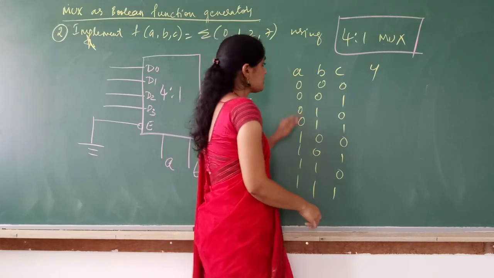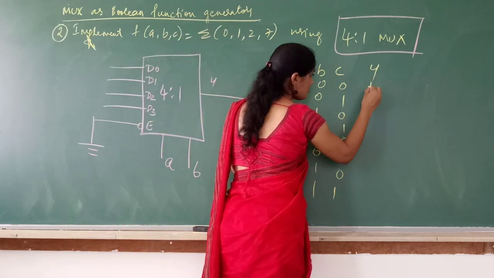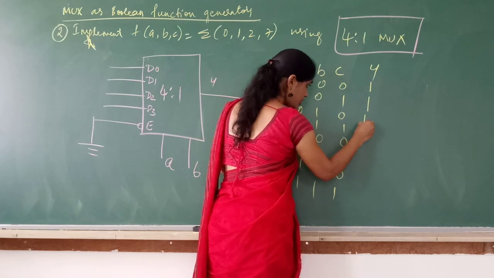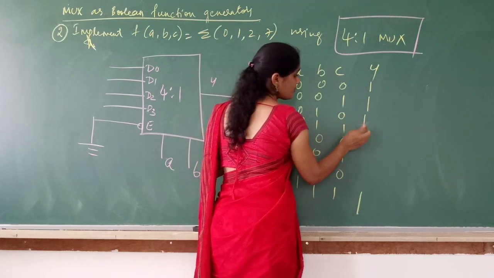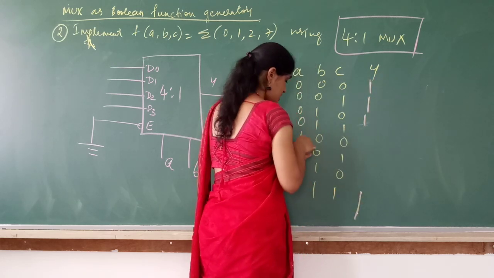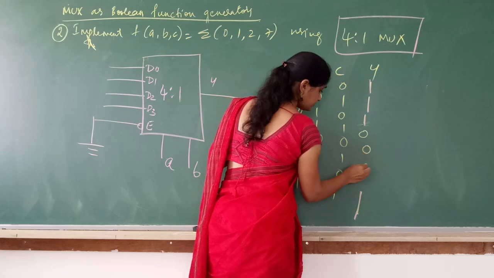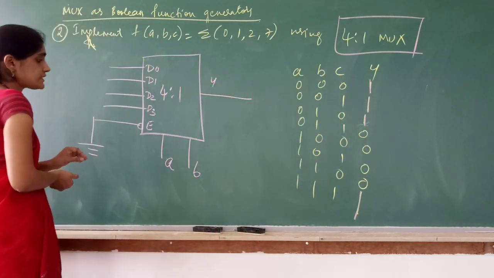Okay? So now what are the min terms we have? 0, 1, 2, 7. For these the output will be 1. For other combinations, the output will be 0. You write that. Okay. So now listen.